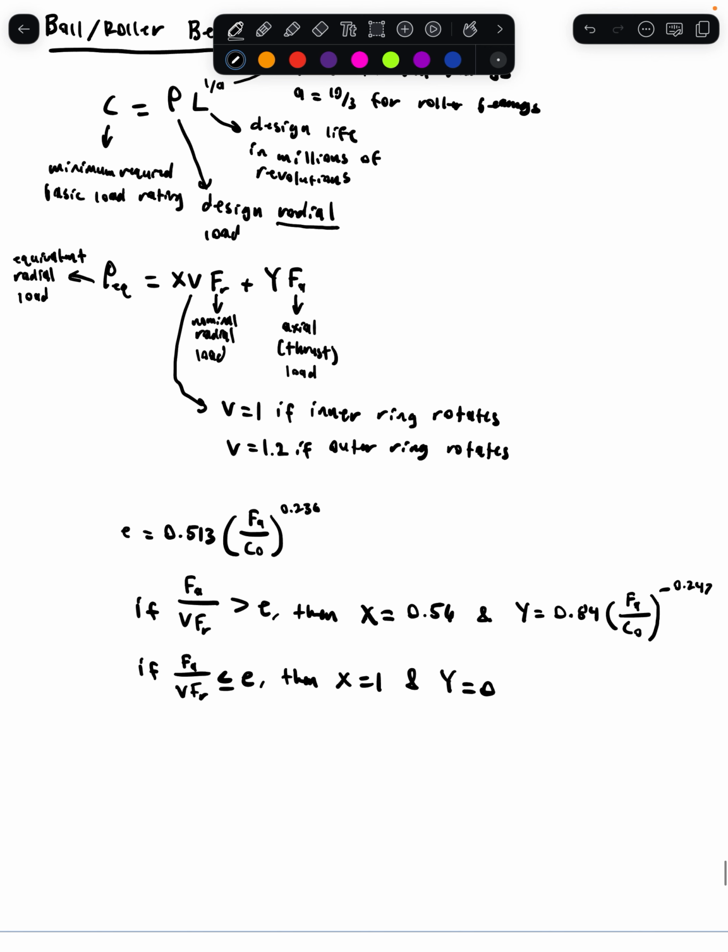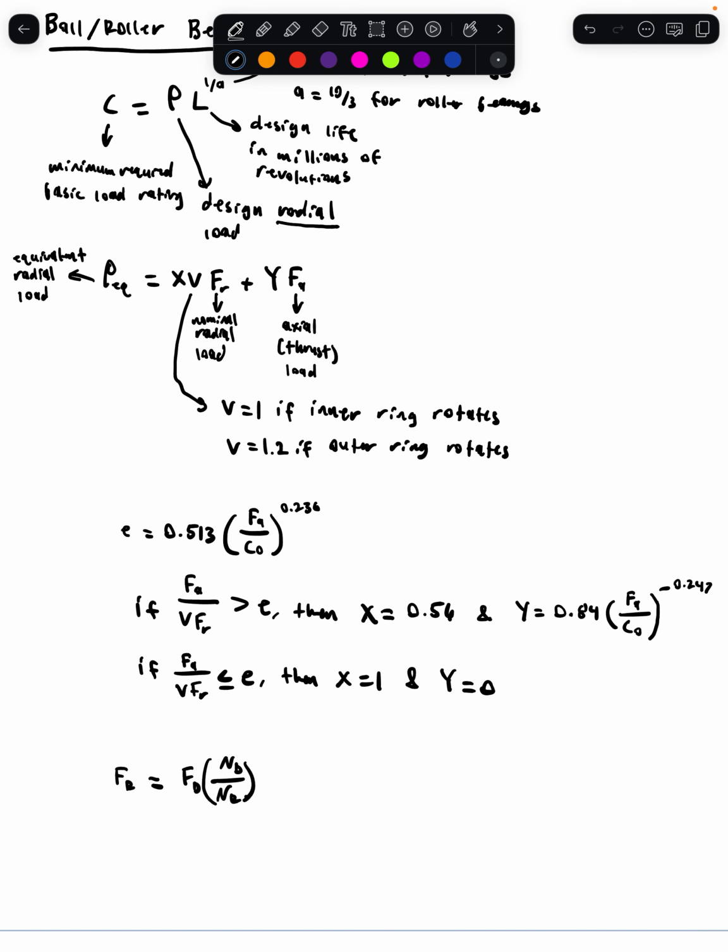There is another equation on here. I don't know if it's used very often. It's F sub big R. It's your catalog radial rating in either pounds or kilonewtons. So that's equal to S sub D, which is your required radial design load, times N sub D divided by N sub R. So N sub D is the required design speed, and N sub R is the catalog rated speed. And that thing is going to be to the 1 over A. This is the same A as before.